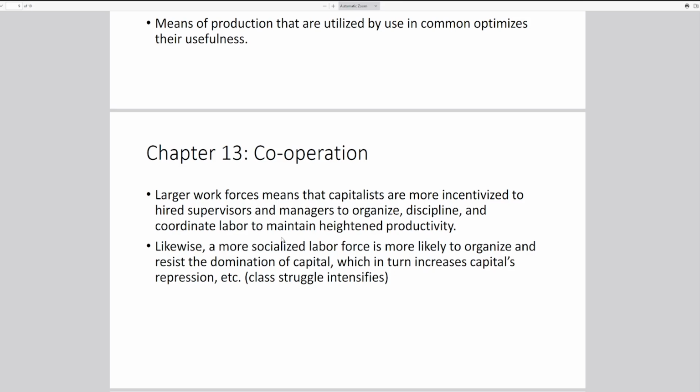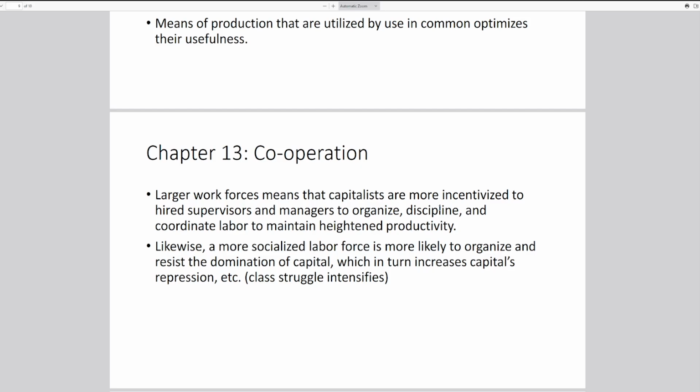We don't even need to really get into the text, but the other aspect of organization, or cooperation, when you get to larger workforces and big operations, means the capitalist is more incentivized to hire supervisors and managers to organize, discipline, and coordinate labor to maintain heightened productivity. Likewise, a more socialized labor force that works together is more likely to organize and resist the domination of capital, which in turn increases capital's repression, etc. Class struggle intensifies.